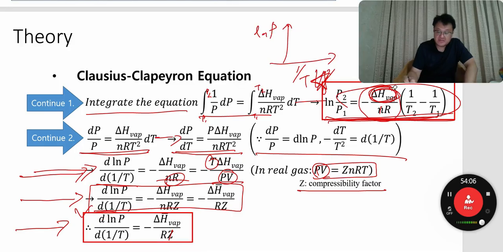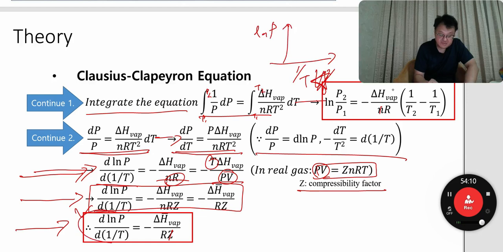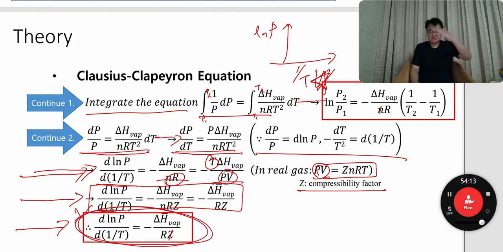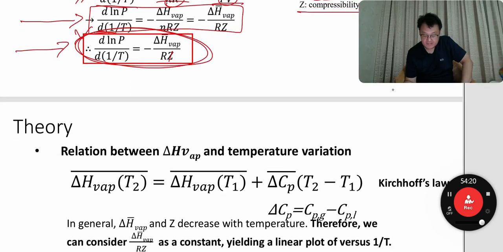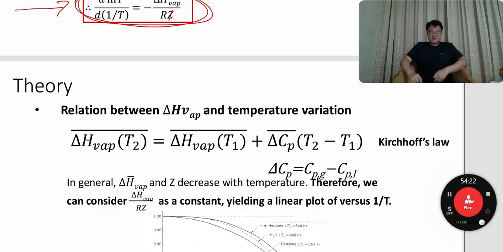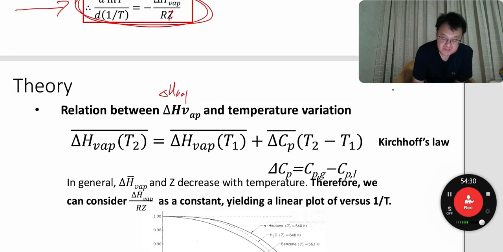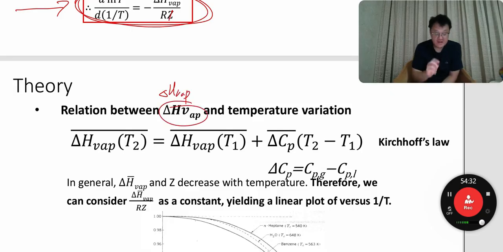So anyhow, I think the final equation we are going to use is actually this one. But you'd like to make the thing a little bit less complicated. This should be delta H VAP, right? So the relationship between delta H VAP, the molar heat of vaporization, and temperature variation.